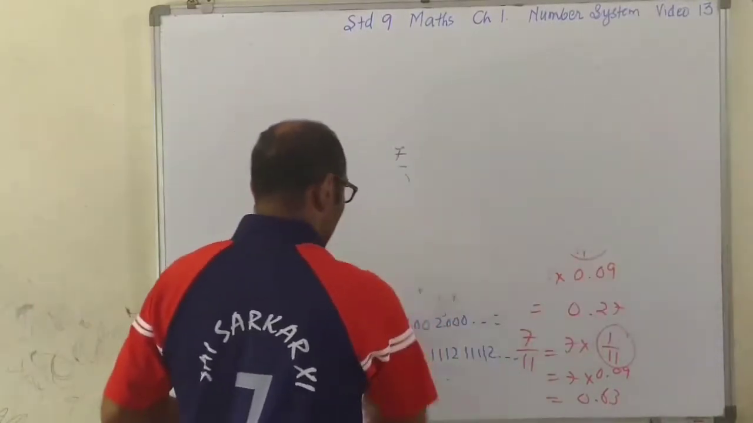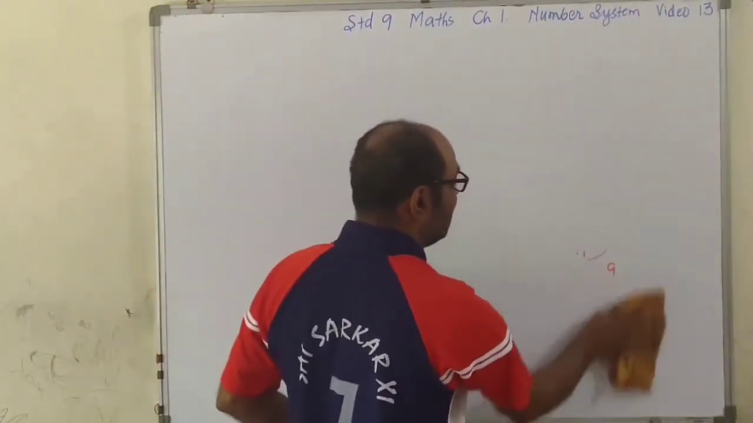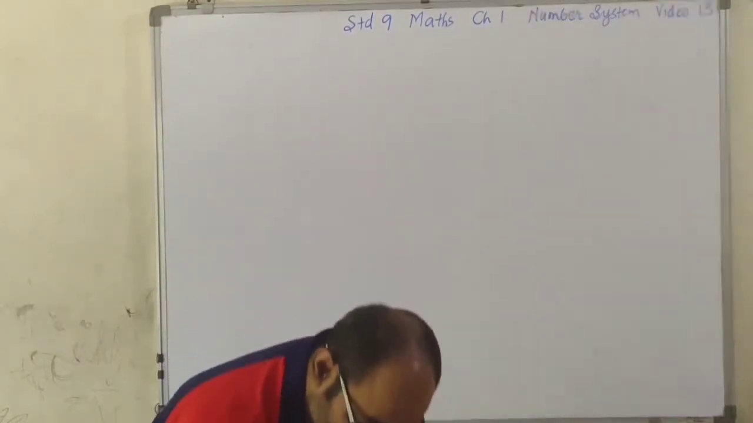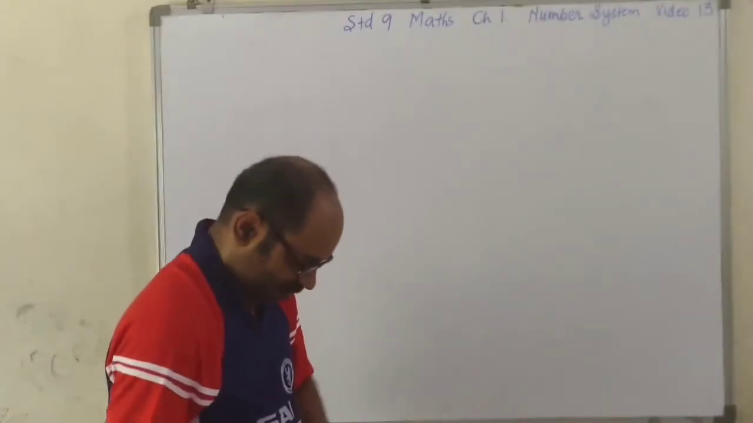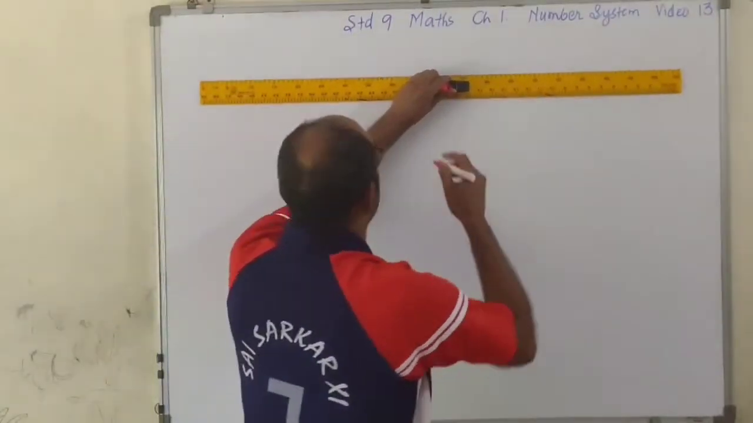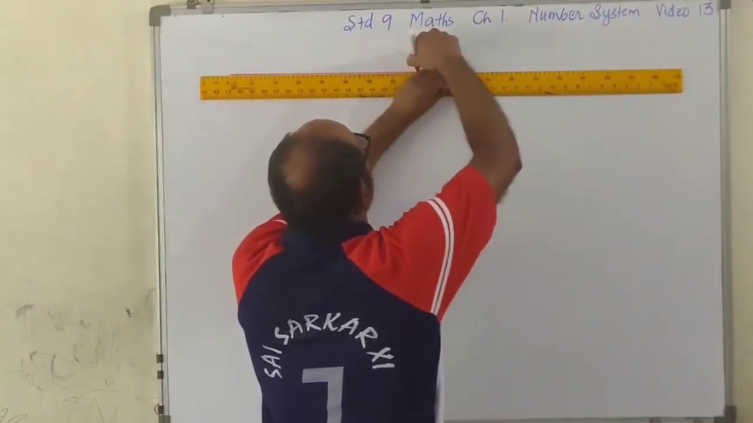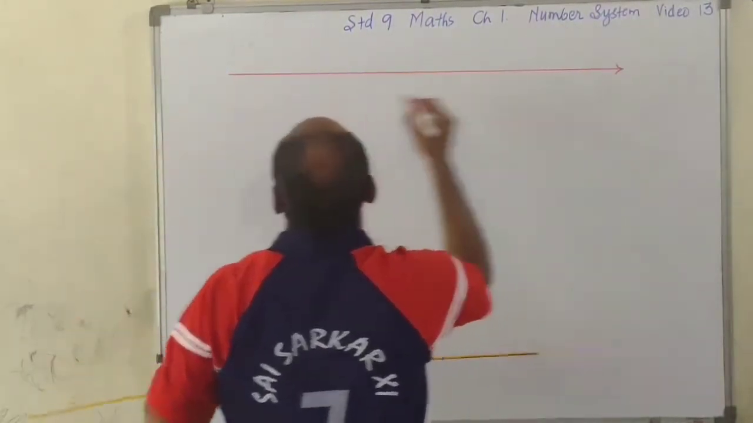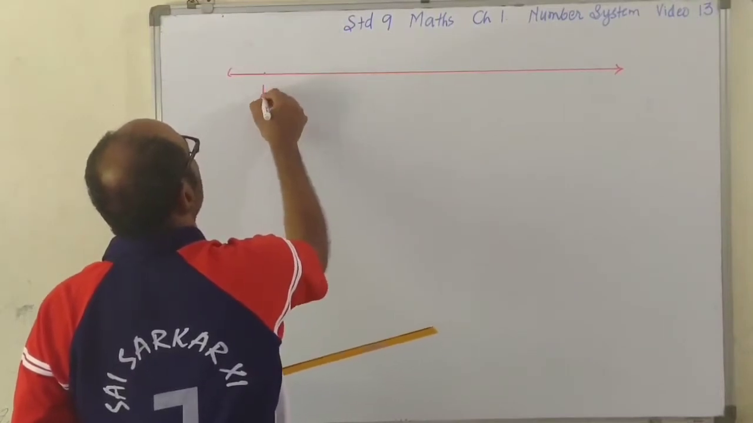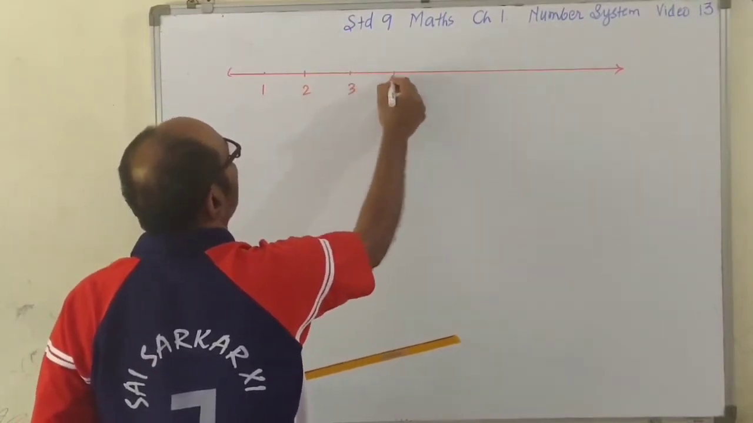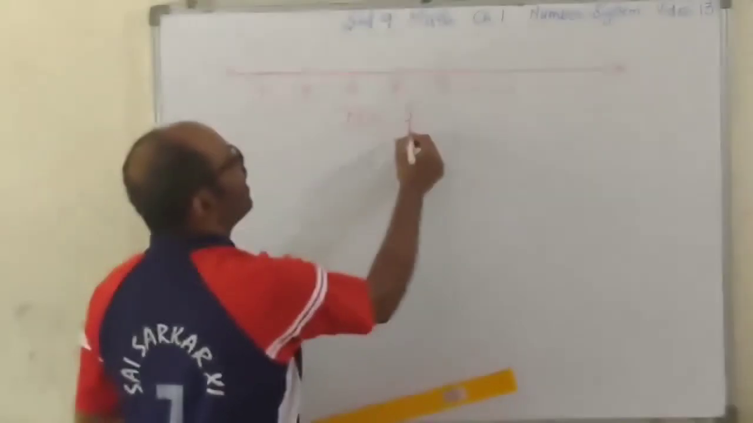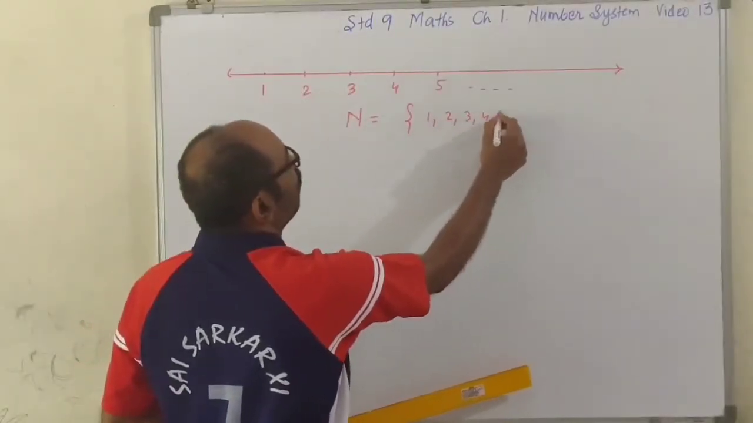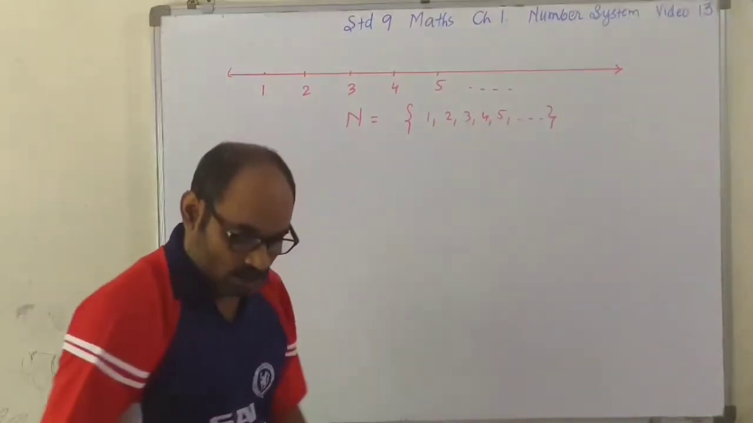Now, children, let's go back to what we learned in the beginning of the chapter. Children, please be careful. This is one number line representing 1, 2, 3, 4, 5 and so on. These are natural numbers, set N, having the members 1, 2, 3, 4, 5, dot dot dot.